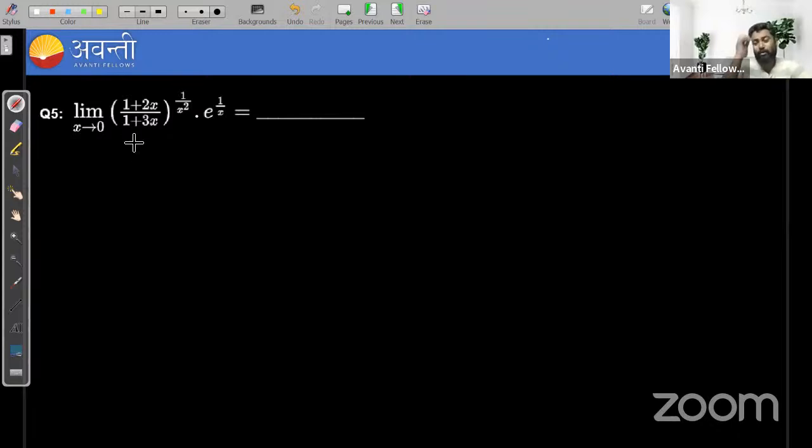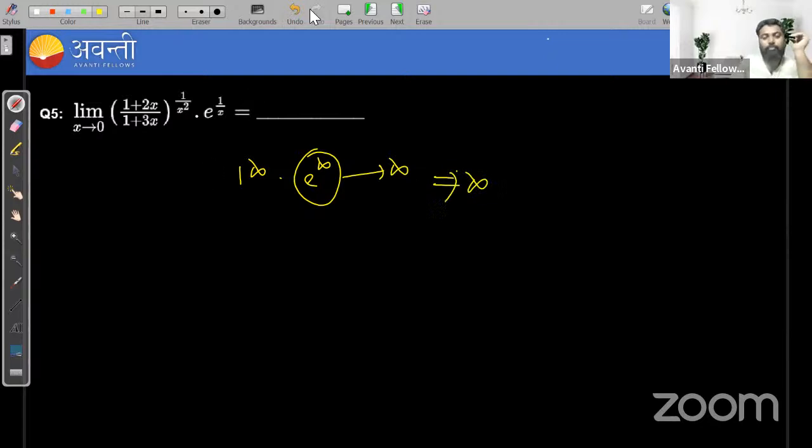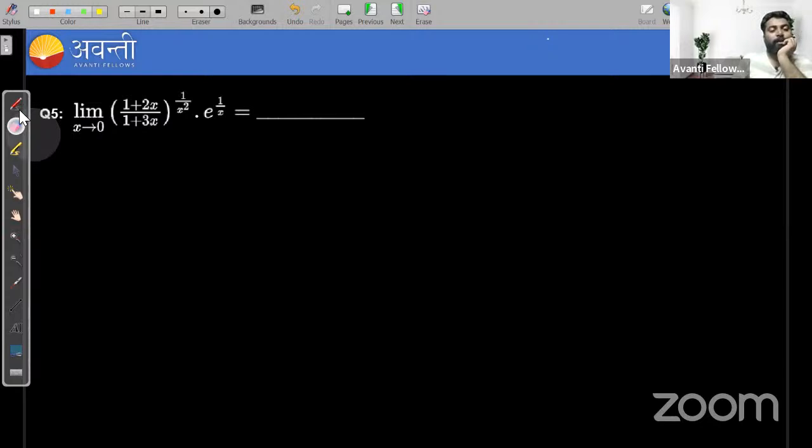In the question, if you put the limit in the given question, what is happening? Limit extending to 0, that is actually 1 to the power infinity into e to the power infinity. So e to the power infinity becomes infinity. So this will be again infinity. So no use, we cannot use this then, right?